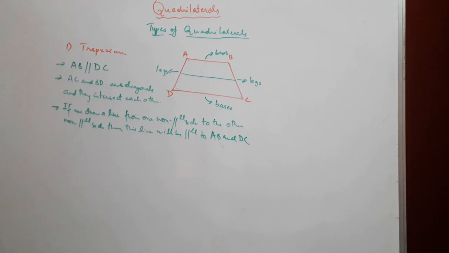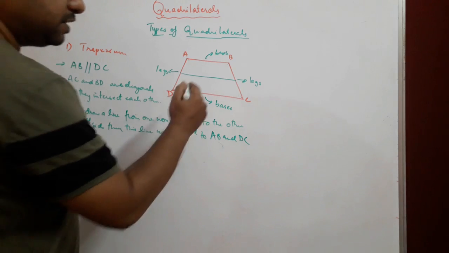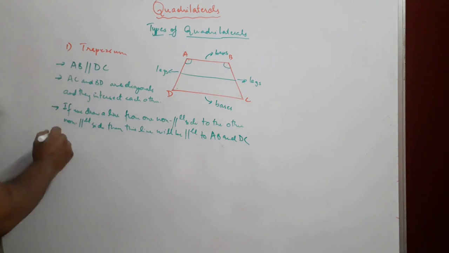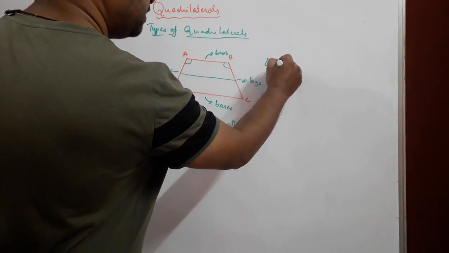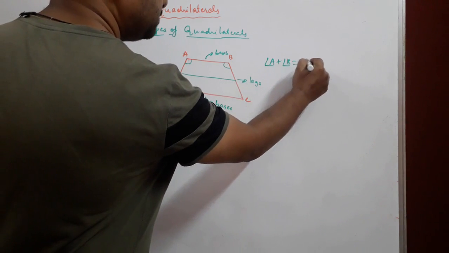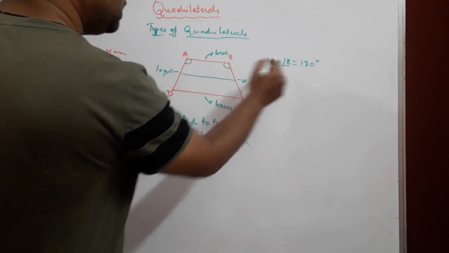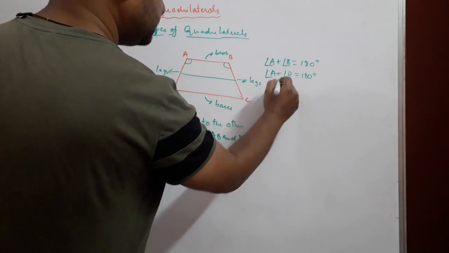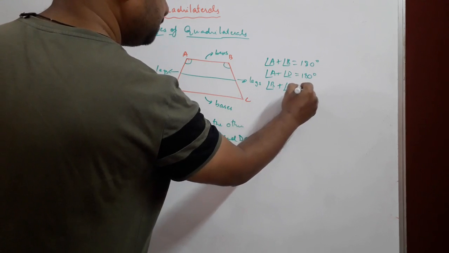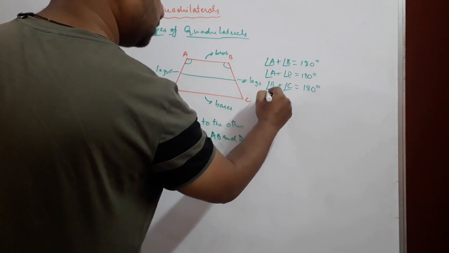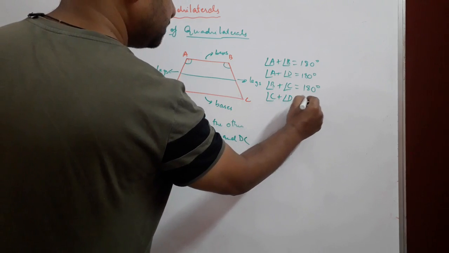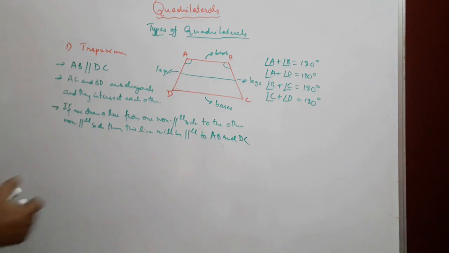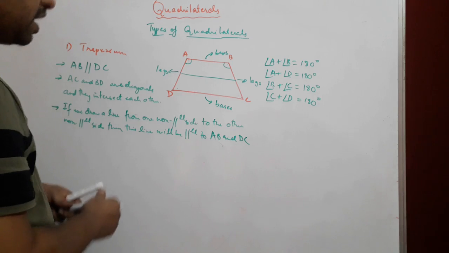There is another property of trapezium, that is the adjacent angles. That is, if you take adjacent angles, so you will have angle A plus angle B, the sum of them will always be equal to 180 degrees. Similarly, A and D will always be equal to 180 degrees, and angle B plus angle C will be equal to 180 degrees. So also angle C plus angle D will be equal to 180 degrees, which means, in other words, that adjacent angles in a trapezium are supplementary.